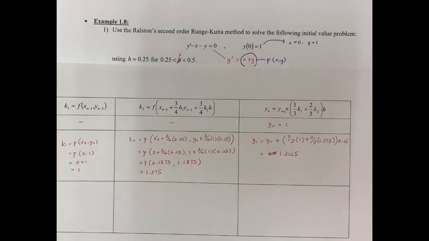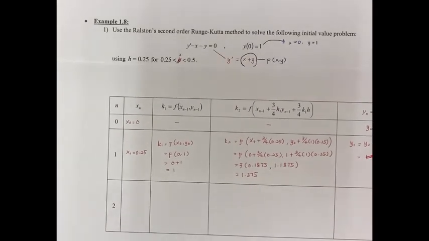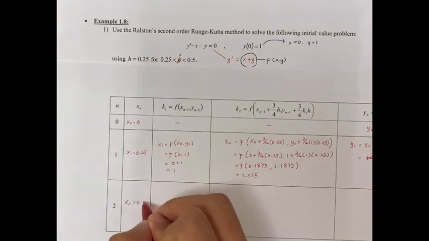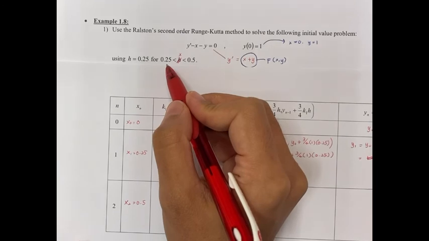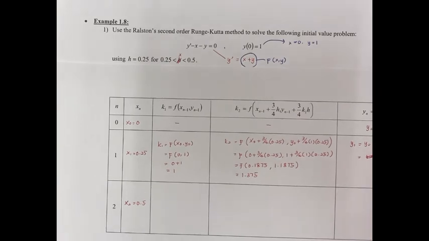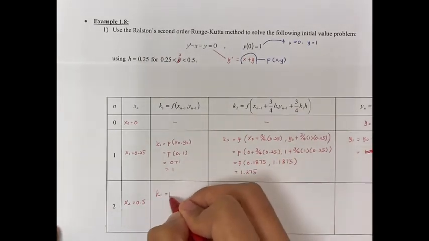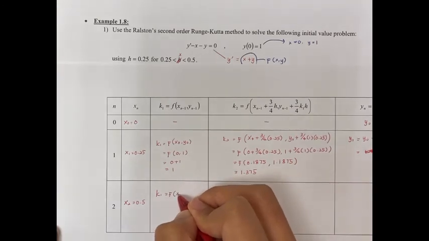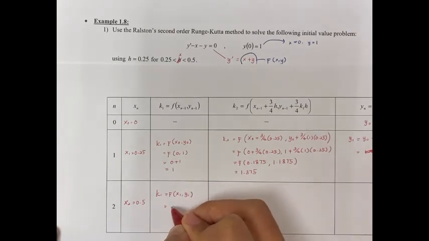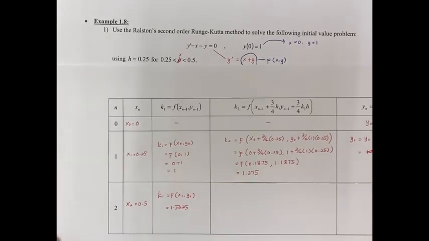Once you have your x1 and y1, you can proceed with the last iteration, which is x2 equal to 0.5, because you need to find the y value for x values 0.25 and 0.5. So find k1 for this, which is f(x1, y1), and you will get 1.5625. Try to do this yourself.